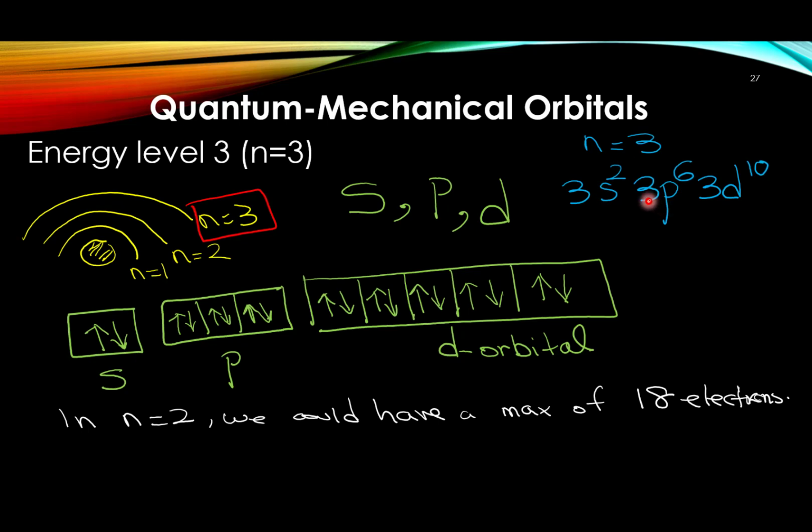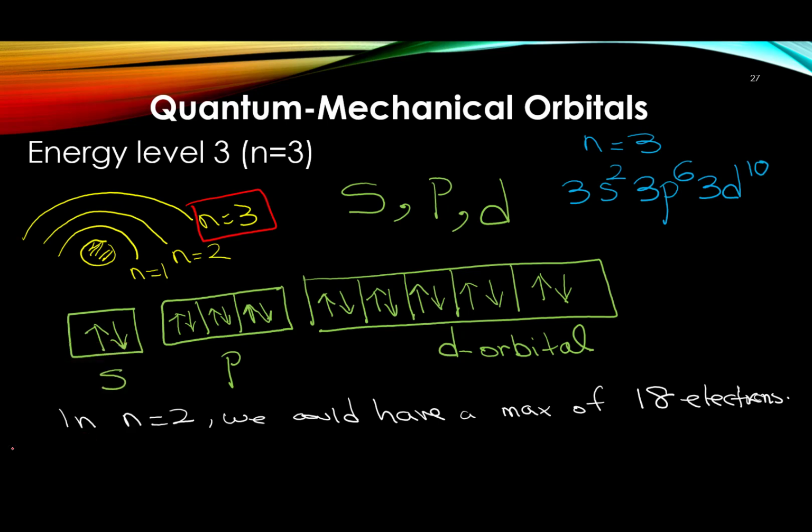Then in 3p6, that 3 means we are in energy level 3. We are talking about p orbitals, and we could have a maximum of 6 electrons. Now in 3d10, that 3 means we are in energy level 3. We're talking about d orbitals, and we could have a maximum of 10 electrons. Okay, then these are the orbitals that exist in energy level 3. Okay, and as I said, we could have a maximum of 18 electrons.